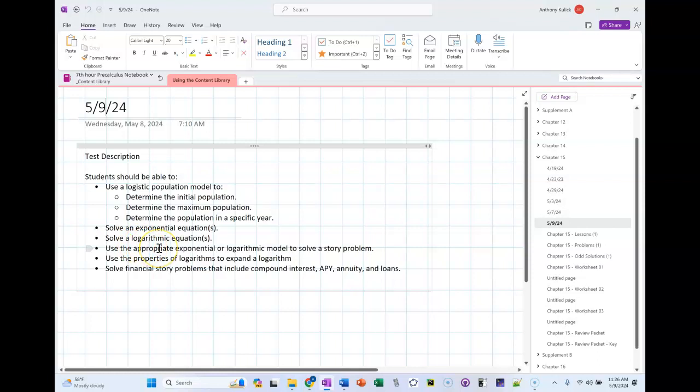Use the appropriate exponential or logarithmic model to solve a story problem. When I say that, I'm talking about how we use the equations for decibels and pHs and Newton's law of cooling. You have a story problem where you need to pick the appropriate one and use it to solve it. Use properties of logarithms to expand a logarithm.